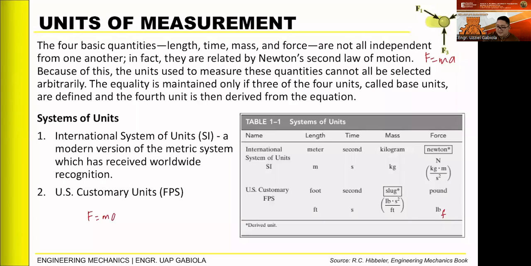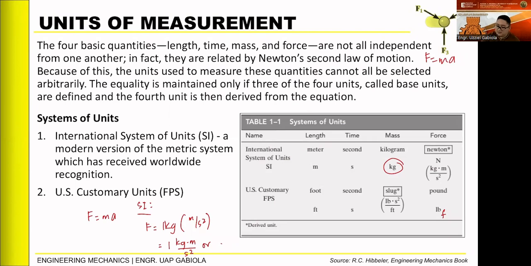So, kung SI ang ginagamit natin, si force natin is equals kay mass, ang unit ng mass ay kilograms, times acceleration, na kapag SI is meter per second squared. Pag pinag-multiply natin yan, that is kilogram meter per second squared. Ang tawag sa unit na kilogram meter per second squared ay actually Newton. Kaya yan yung kanyang equivalent unit.